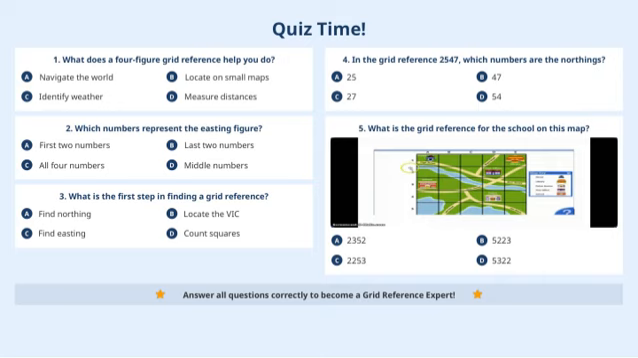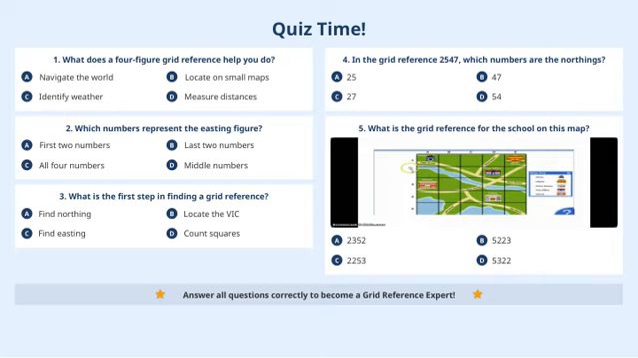The first step is usually to locate the easting first, as it helps us identify the vertical grid line. Now, in the grid reference 2547, which numbers are the northings? Is it A, 25, B, 47, C, 27, or D, 54? Northings in this case are the second set of numbers, so that's 47.